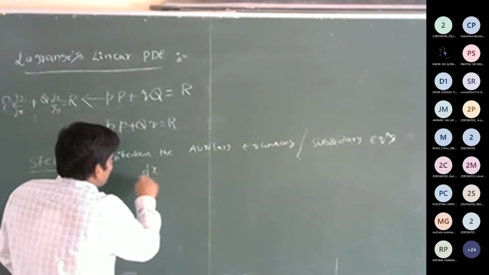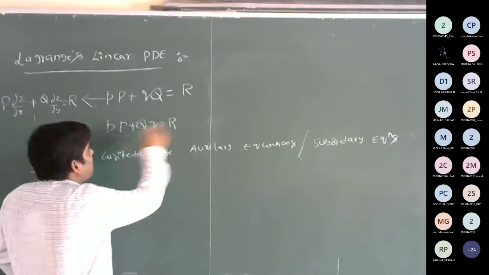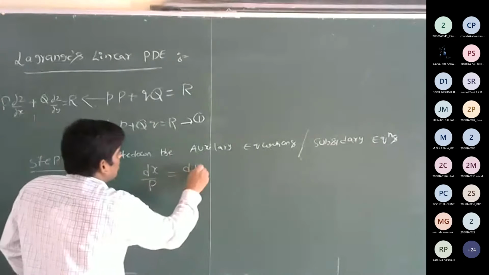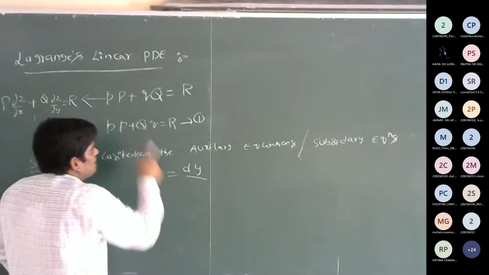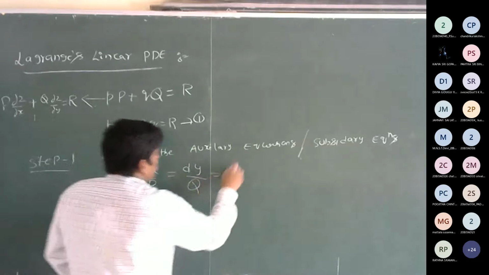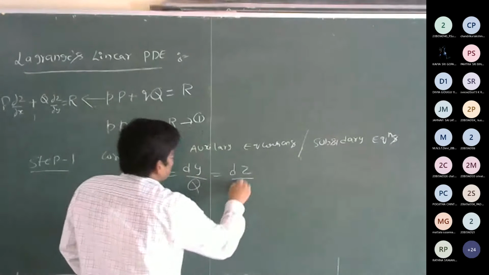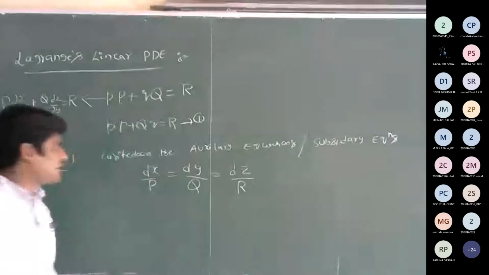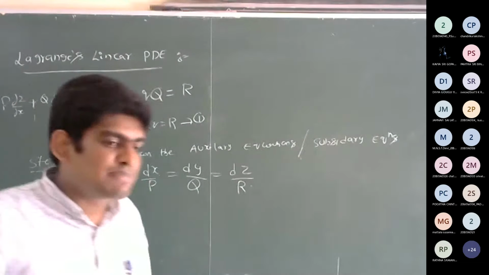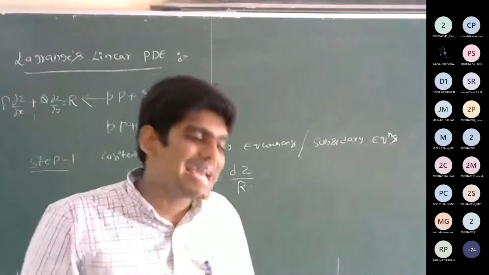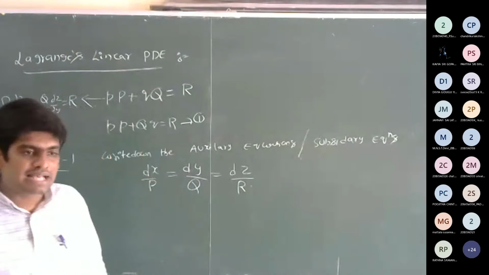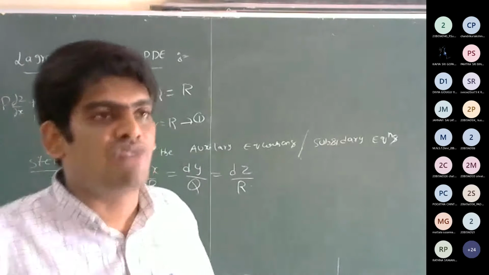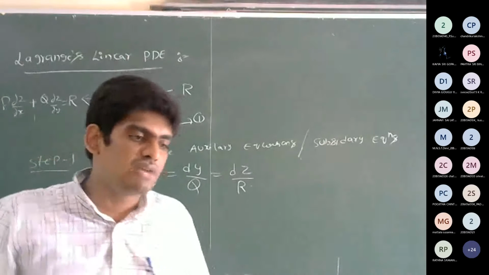dx by the coefficient of p, that is capital P, is equal to dy by the coefficient of q, that is capital Q, is equal to dz by the right-hand side R. This is called the subsidiary equation or auxiliary equation for the Lagrange's form of partial differential equation.